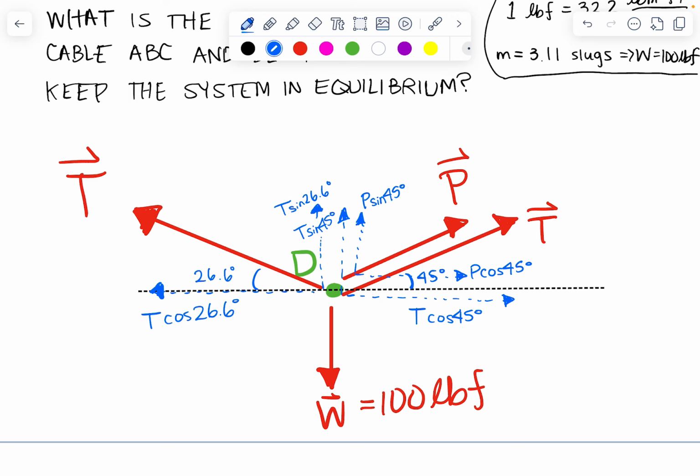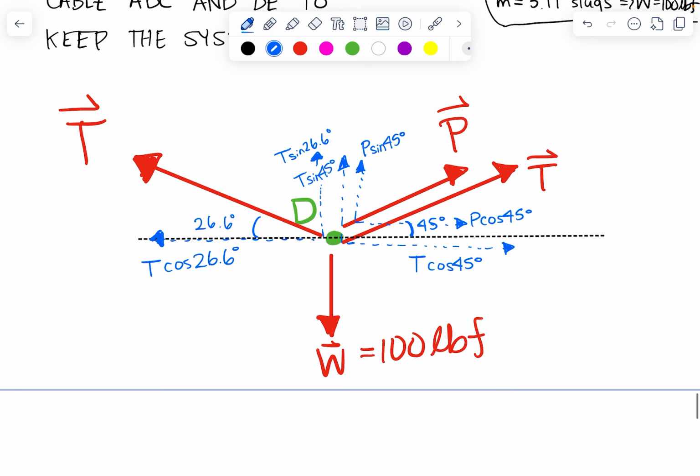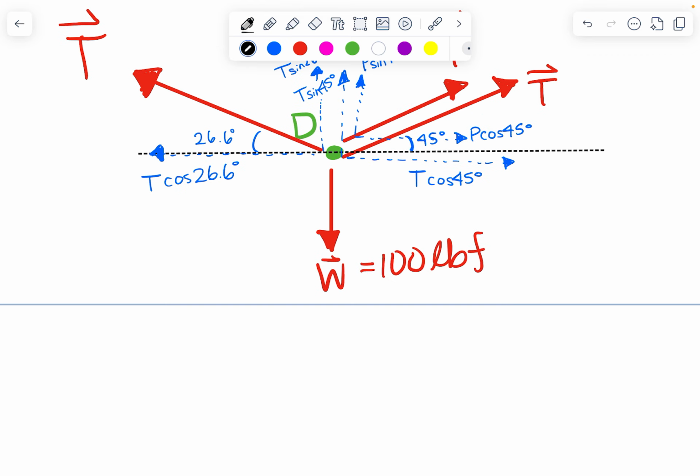Okay, so once you get through with that, the rest of this is easy. Setting up the free body diagram and the angles and all the components, that's the hard part. Once you've got that done, the rest of this is easy. So all we've got to do now is write our equilibrium equations. So sum of forces equals 0, right? And I'm going to do that in the x and in the y direction.